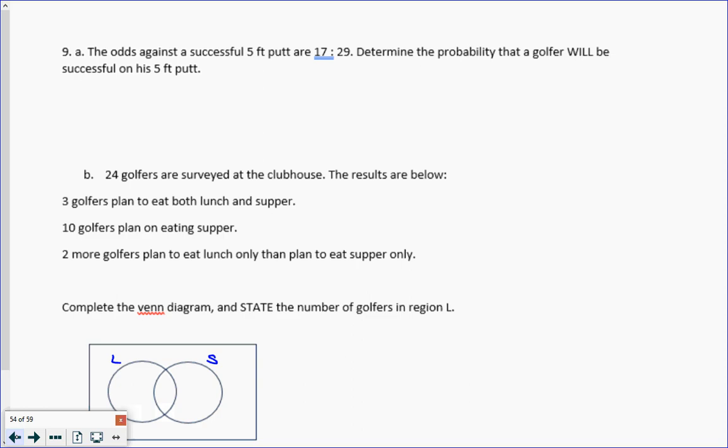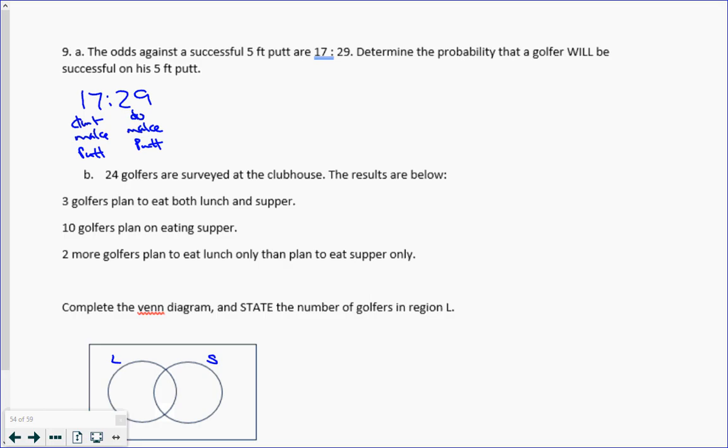Okay, so as soon as you start reading number 9, the odds against. Immediately you're into the odds and probability unit. The odds against a successful putt are 17 to 29. So that means you don't make the putt, you do make the putt, right? When it's odds against, the first number is the don't number. When it's odds in favor, the first number is the do number.